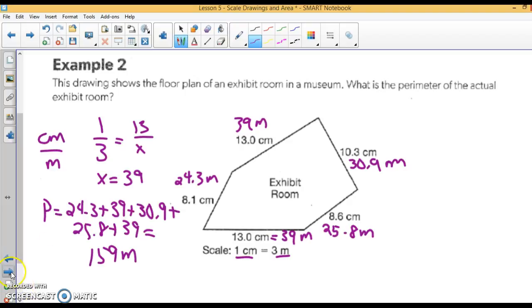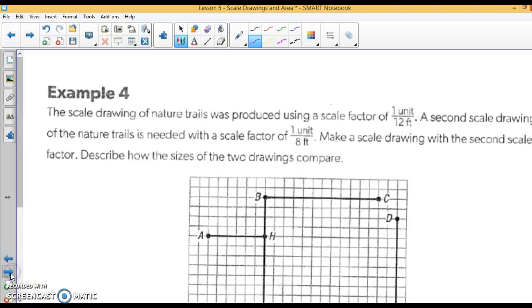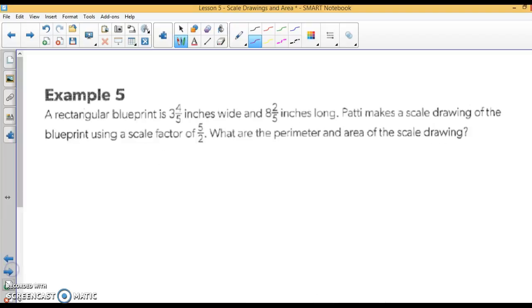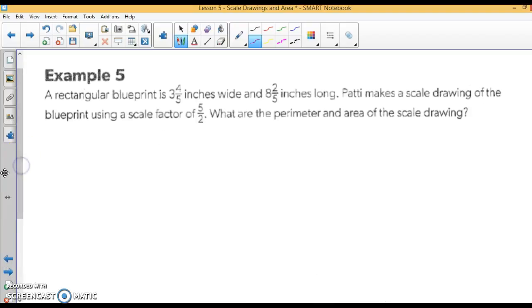Okay, skip ahead in your notes to example 5. It says, a rectangular blueprint is 3 4/5 inches wide and 8 1/2 inches long. Patty makes a scale drawing of the blueprint using a scale factor of 5 halves. What is the perimeter? Well, the scale factor of 5 halves is basically the constant of proportionality. So all you're going to do is multiply.